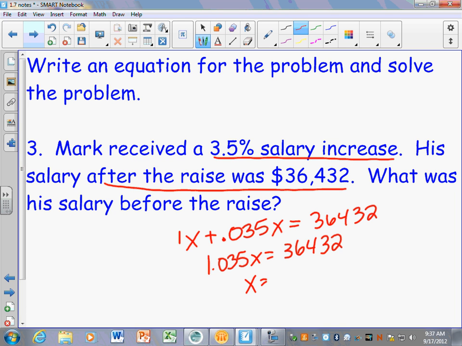I got 35,200. Did you get that? You take that and divide it by 1.035. They're not that terrible problems, but you got to make sure that you're setting them up correctly. Questions about that? Definitely some questions on your homework today about salary. Hopefully it should be pretty easy. Let's do it. Let's talk about salary.